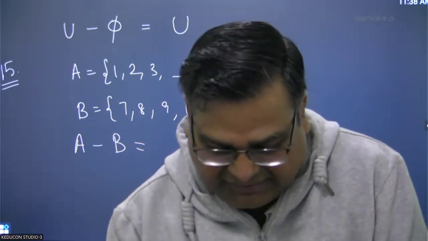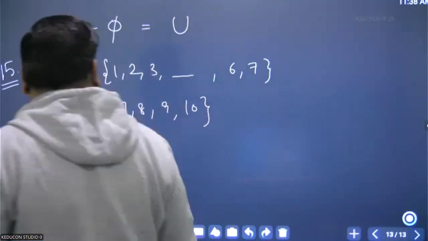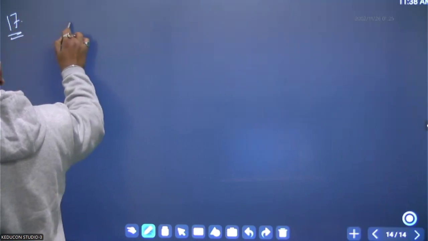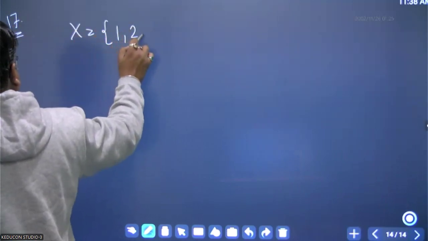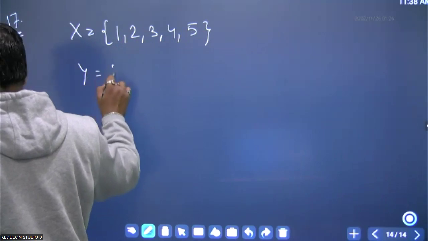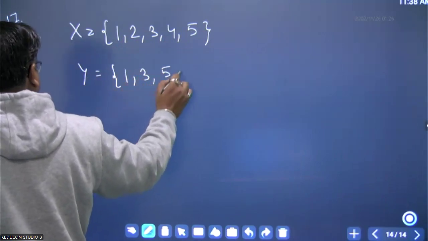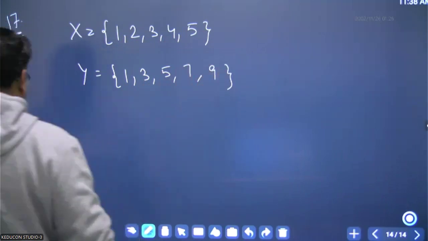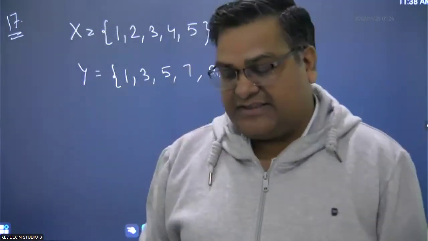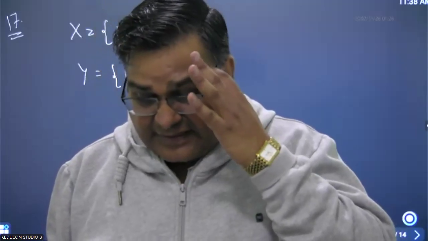Now move to question number 17. This is a question on relation and function. Set X is 1, 2, 3, 4, 5. Set Y is 1, 3, 5, 7, 9. Which of the following is a relation from X to Y? Y is equal to 2 plus X. Is this a relation?